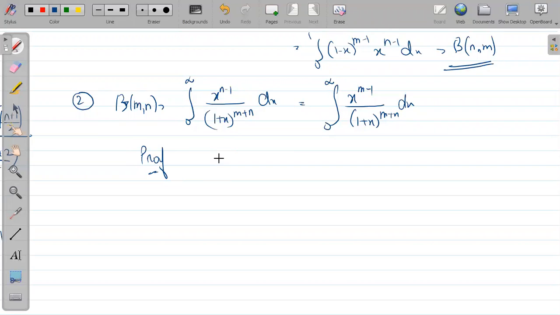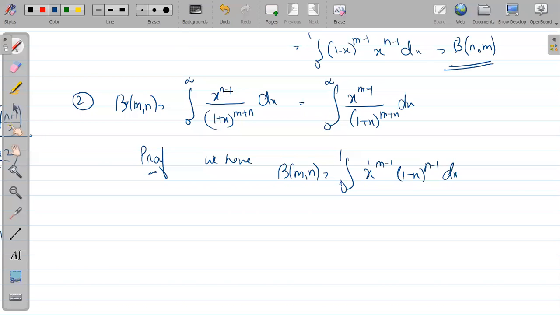The proof I am giving. See, something should be in our denominator. Originally we have beta(m, n) equal to the integral from 0 to 1 of x to the power m minus 1, (1 minus x) to the power n minus 1. Now you should get this one, so the limit should be changed from 0 to infinity. That means x should be replaced as 1 by t or something like that, because if you put 0, you will get infinity.